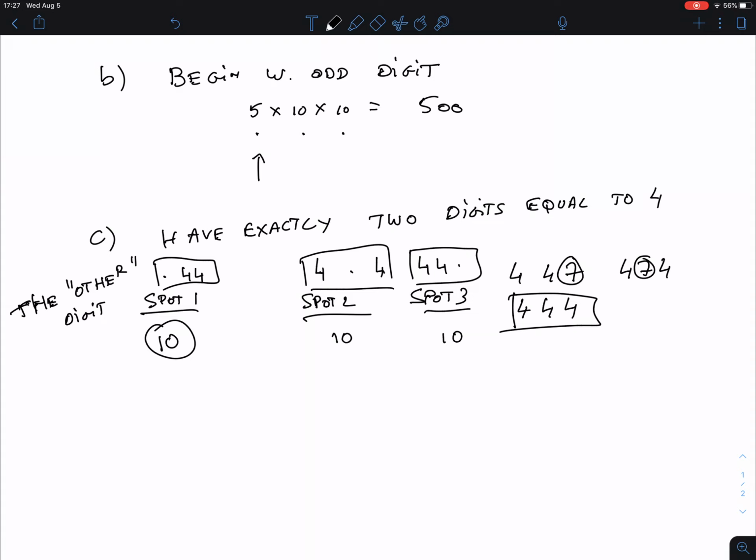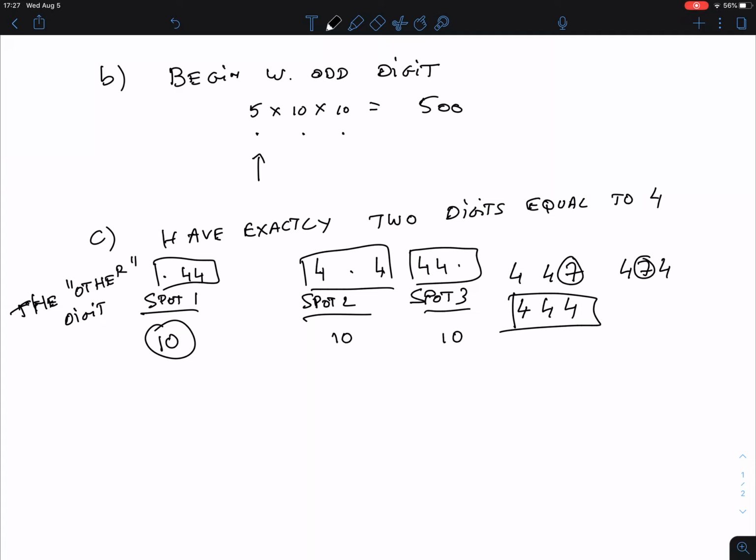But if I choose a 4, if one of these 10 choices that I had here would be a 4, but another way of making the same number would have taken a 4 here. Okay? So how many times did I get the number 444? Well, I got it once here, once there, and once there. But I'm supposed to only count it once.